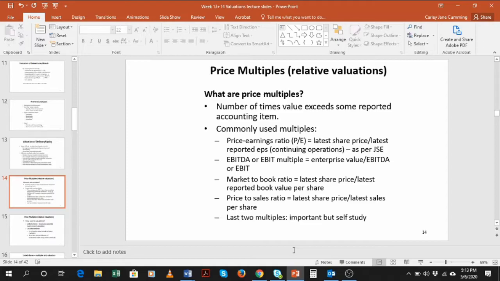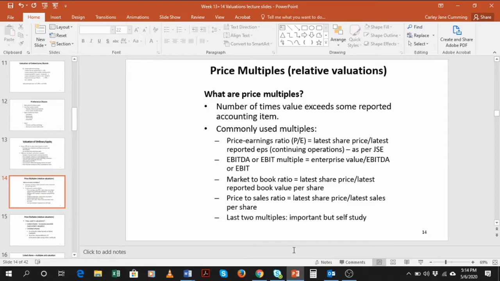This is a multiple that expresses the number of times the value exceeds some reported accounting item. Commonly used multiples that you will be familiar with are the price earnings ratio, which is the price per share over the earnings per share.